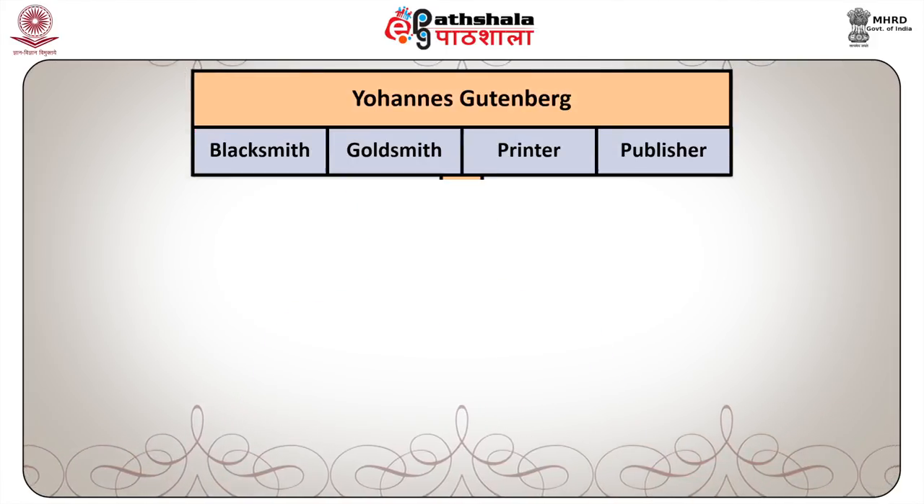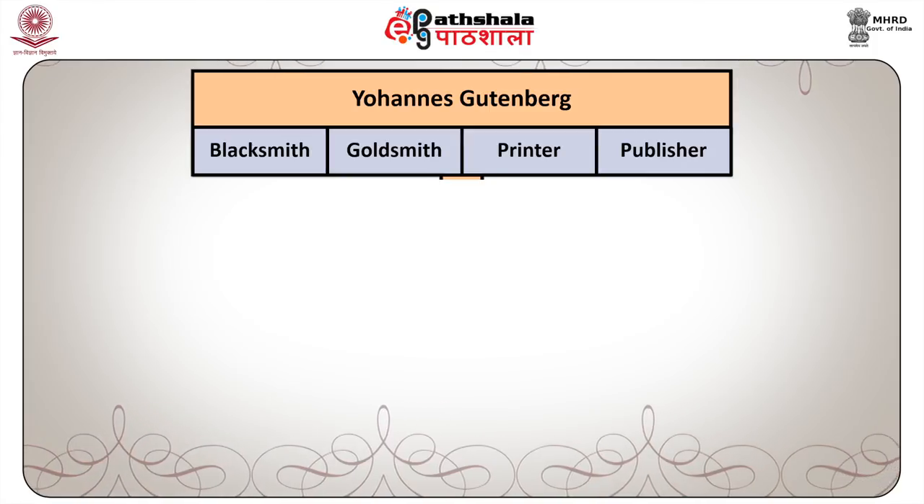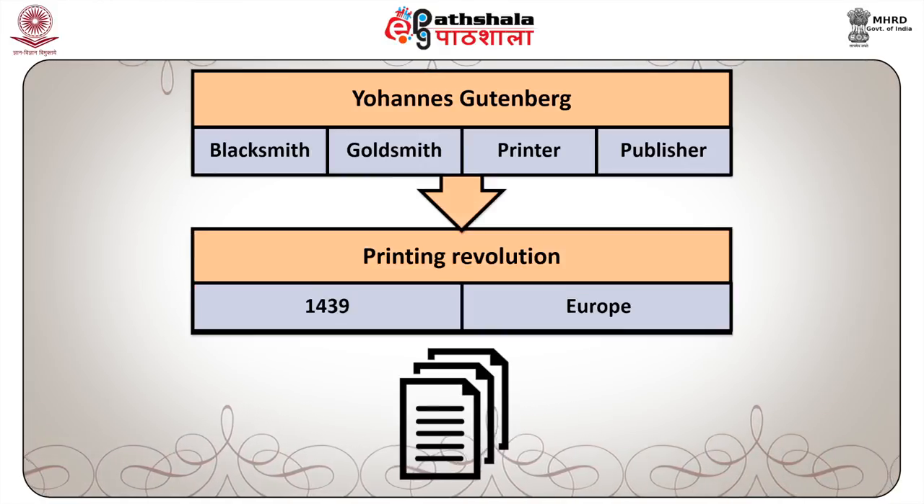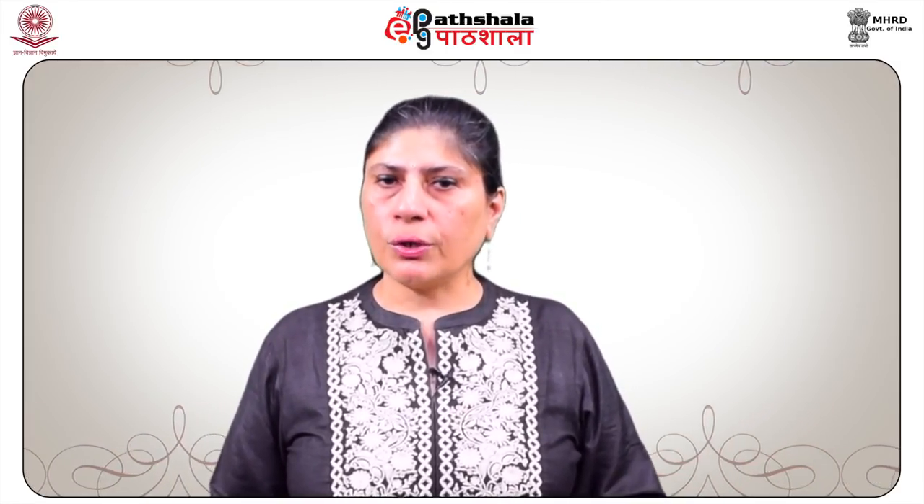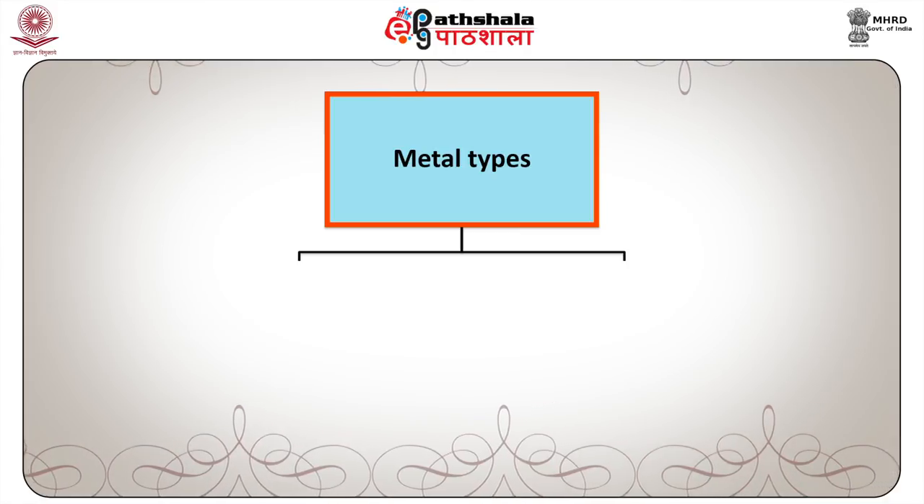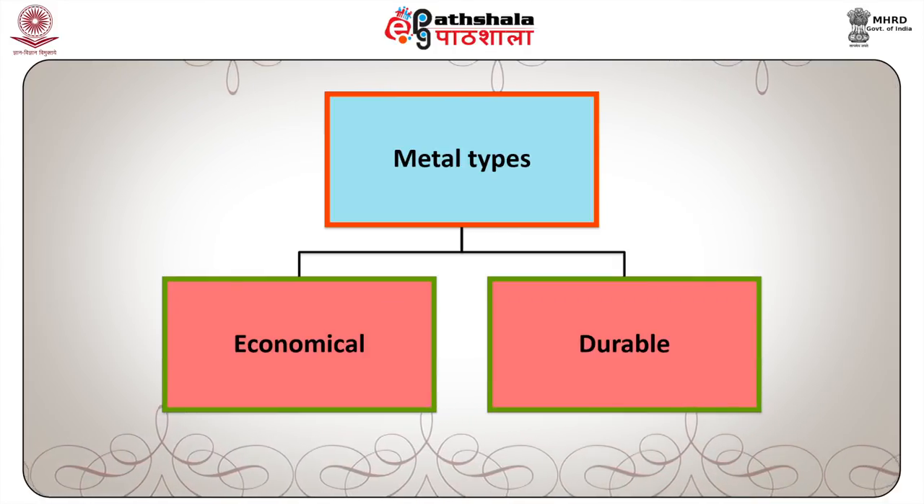It was Johannes Gutenberg, a German blacksmith, goldsmith, printer, and publisher, who ushered in a printing revolution in 1439 in Europe. Gutenberg's mechanical movable type printing was an important invention of the second millennium, which triggered off the Renaissance, Reformation, and the Age of Enlightenment in Europe. Gutenberg's invention laid the material basis for the modern knowledge-based economy and helped in the spread of learning to the masses. Gutenberg used metal types that were both economical and durable.